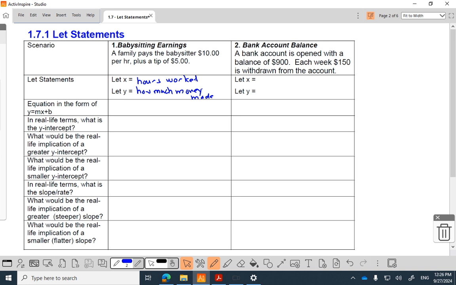Now I'm just going to go back and review all the other stuff we've been doing, trying to loop back and get that stuff. Write the equation in y equals mx plus b form.